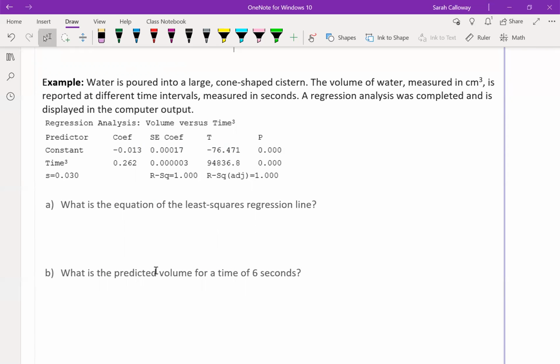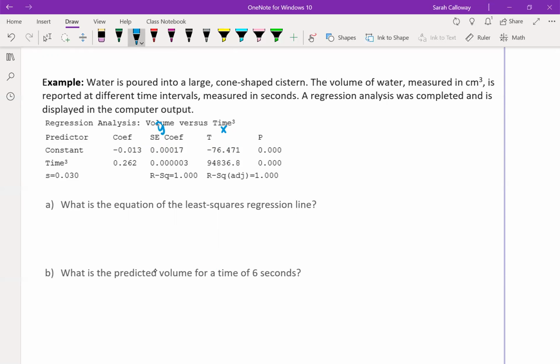we've got water is poured into a large cone-shaped cistern. The volume of the water measured in cubic centimeters is reported at different time intervals, measured in seconds. A regression analysis was completed and is displayed in the computer output. They tell us volume versus time. So that means volume is our y and time is our x. Sorry, our y hat.